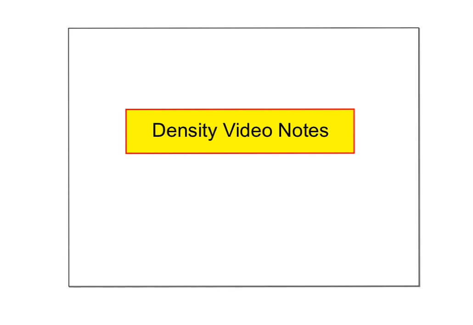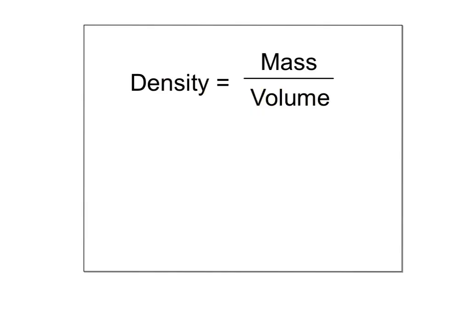We're going to talk about density today. So the general formula, or the definition, if you want to think of it that way, for density is the mass, so the amount of matter, divided by the volume. So it's basically how much matter, or how much stuff, is fitting in a certain amount of space, in a certain volume.